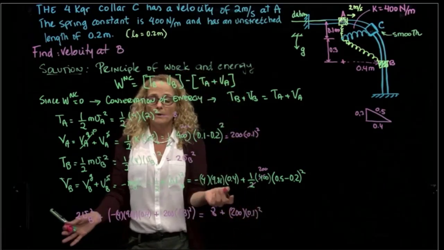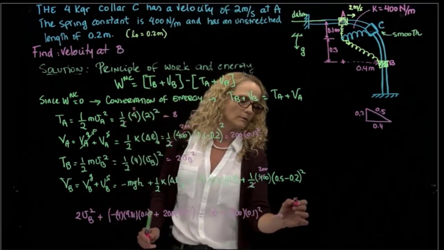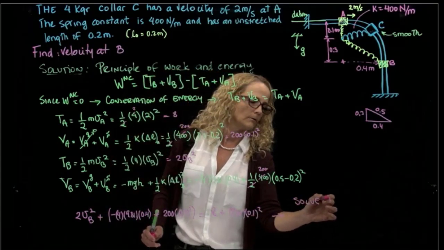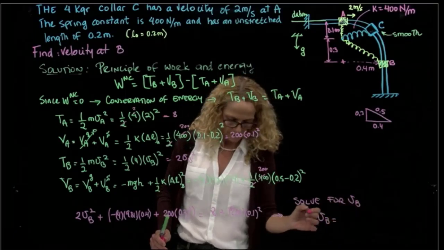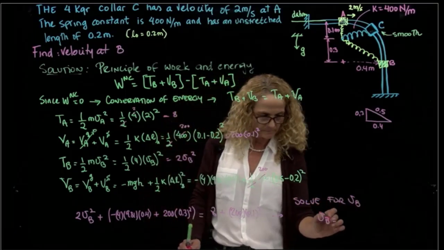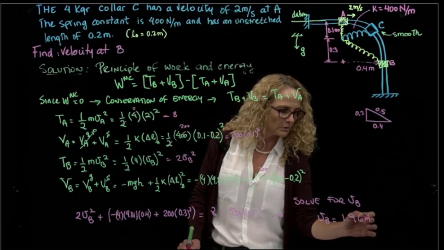As you see, the only unknown is the velocity in B, so I solve for velocity B and I get the result, which is 1.96 meters per second.